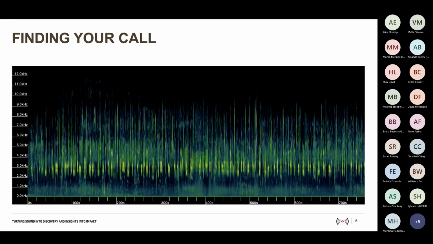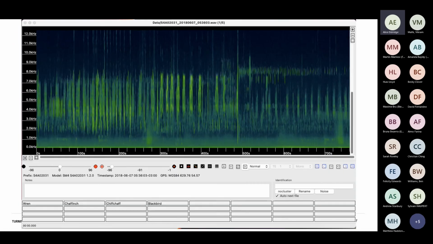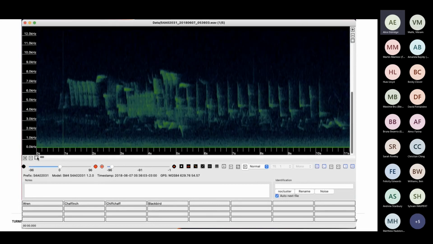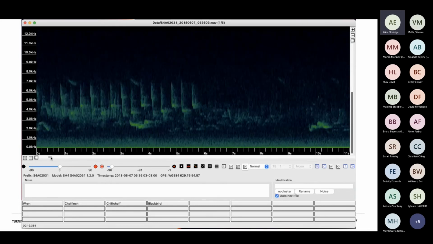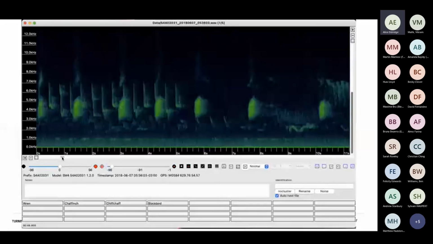So I was talking about finding your call. That's where we got to. And this is the real problem: you record 700 seconds worth of time, which is about 12.5 minutes, and you've got lots and lots of birds. How do you actually pull out those specific calls? There are several ways to do it. We can open up a file, zoom in, and scroll left and right to find those particular calls.